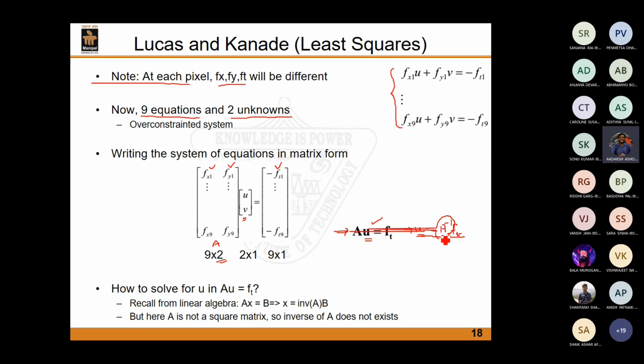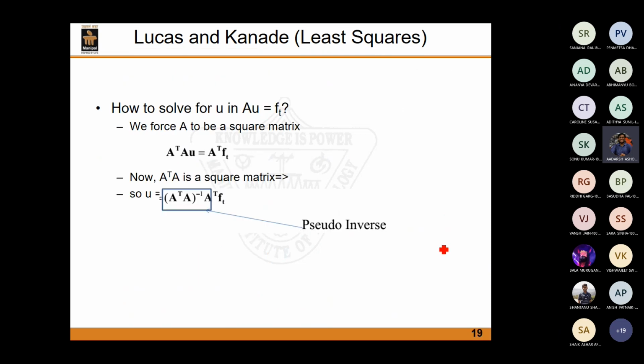So what we do instead of taking the inverse this way is make use of a pseudo inverse, as shown in this particular slide. Instead of AU is equal to ft, because you cannot find the inverse of matrix A, in order to make this a square matrix, I can rewrite the equation in this form: A transpose AU is equal to A transpose ft. I'm basically multiplying both LHS and RHS by A transpose.